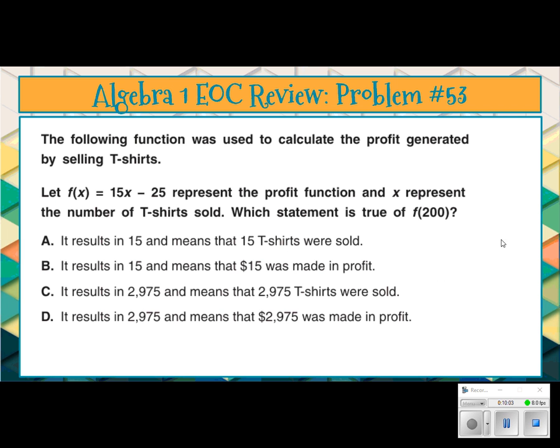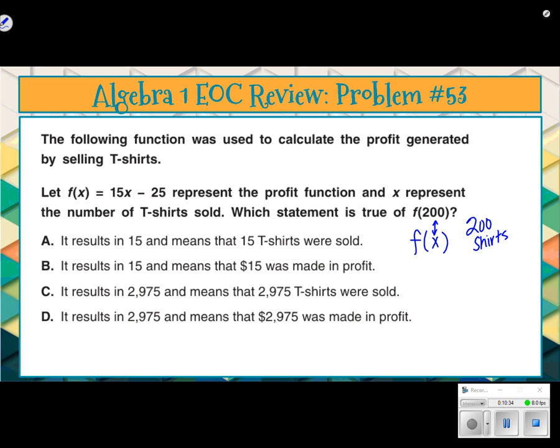All right, here's problem number 53. This is about profit generated by selling shirts. So X is the number of shirts. If I look at F of 200, remember it's usually F of X, that means that X is 200. So they're telling us 200 shirts. That's what we're dealing with. The question is, what's the profit, right? Because that's the Y value.